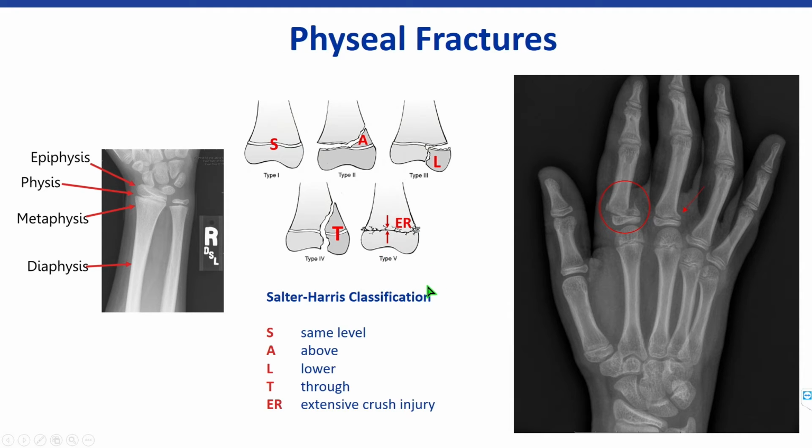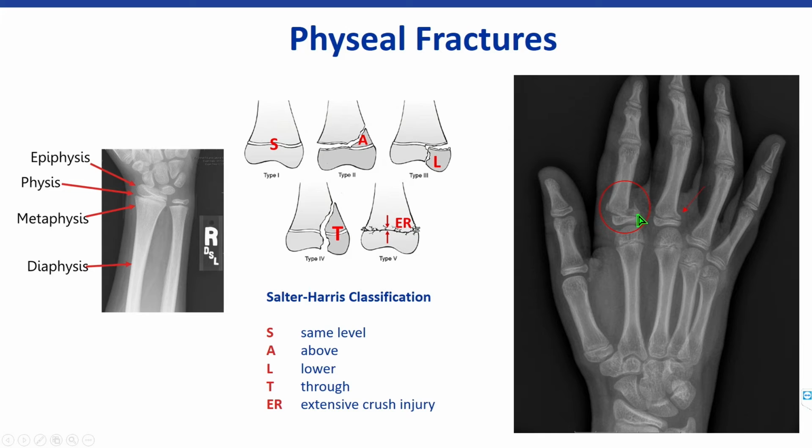These classifications really help us to identify which ones of these are more likely to have a problem in the future with growth or with physeal arrest, and so we really use those to help us classify that. These physeal injuries in kids can be quite subtle or very obvious. This patient here has 2.